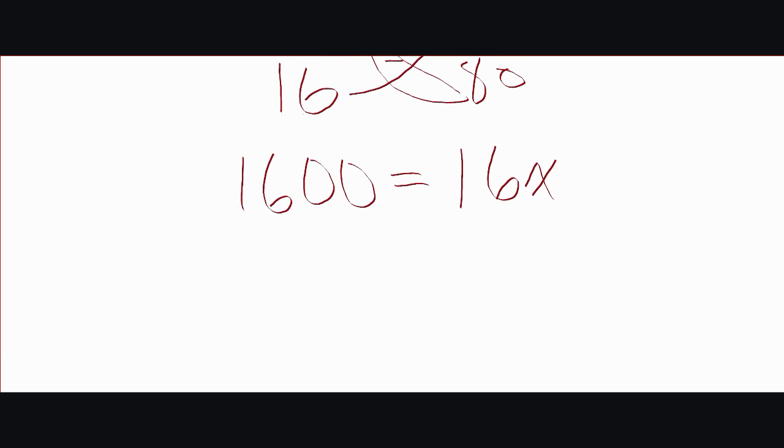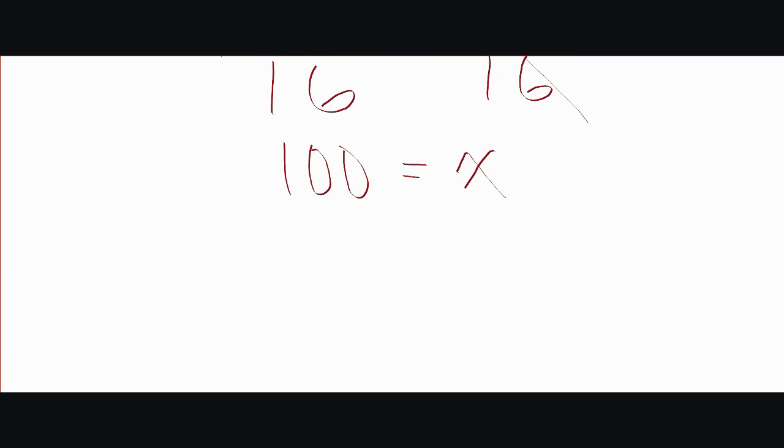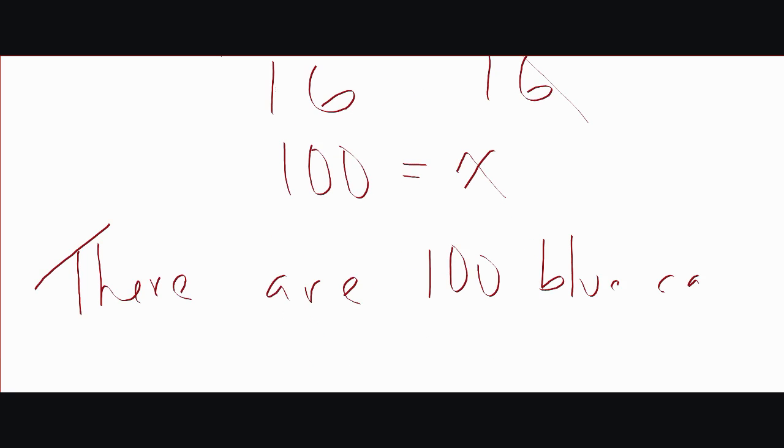Now I have 1600 is equal to 16x. How do I solve for x here? One step, right? Divide each side by 16. The 16s on the right go away. I get x by itself is equal to 100. So what does this mean? There are 100 blue cars in Sarah's garage. That's what we found. And we were able to do that using proportions.